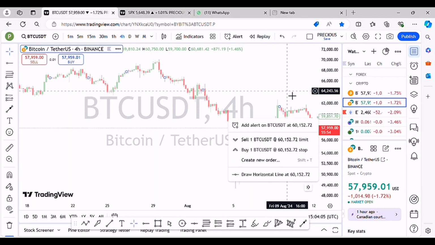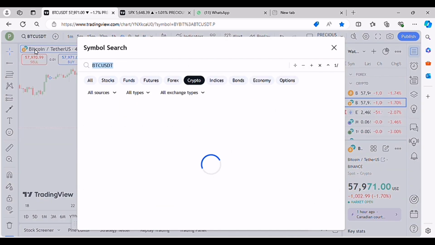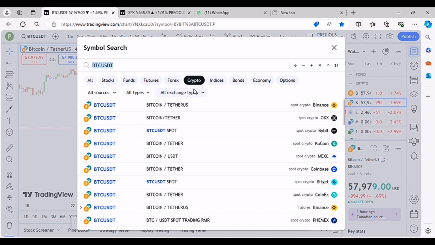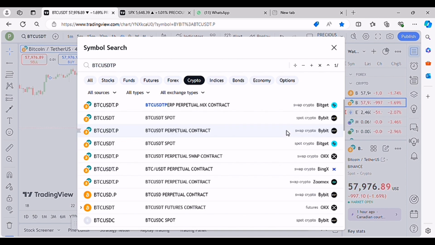So this is my TradingView, and we are going to be analyzing our chart from here. I'm just going to change this pair to another famous one, and I'm using Bybit. My exchange platform is Bybit. So I'll just choose my pair. I'm going to go with BTCUSDT and perpetual contracts. Just wait for it to load, and then I can click it and we can get right in.